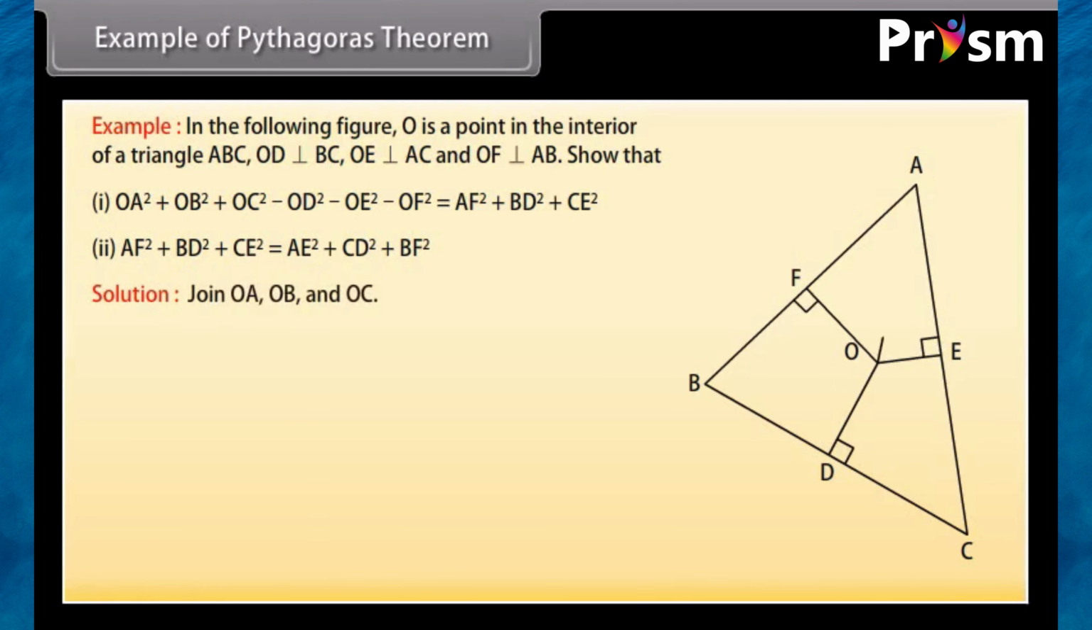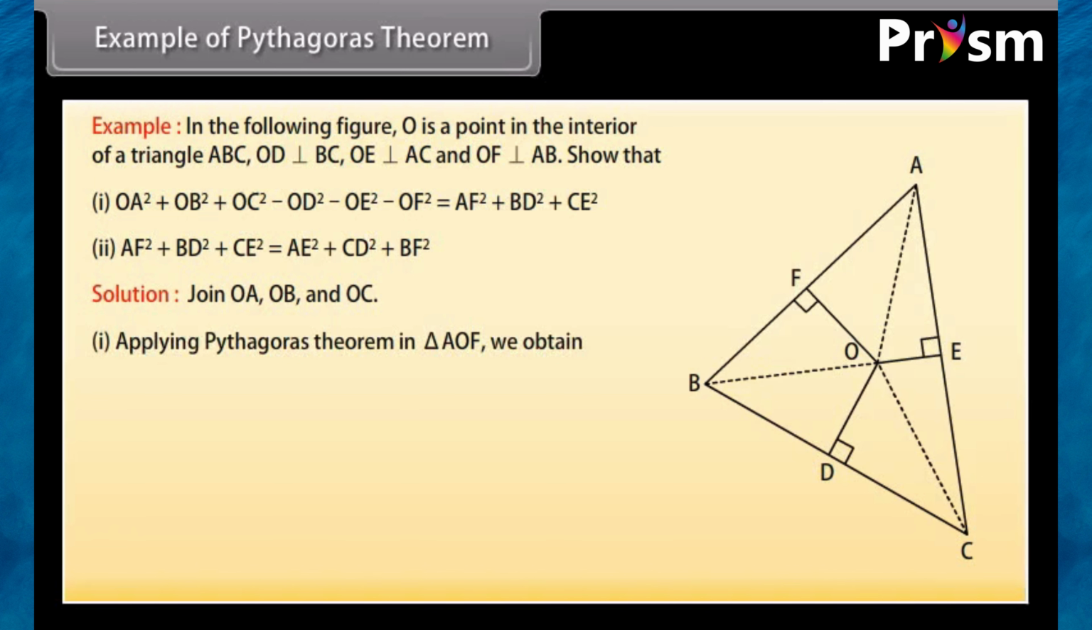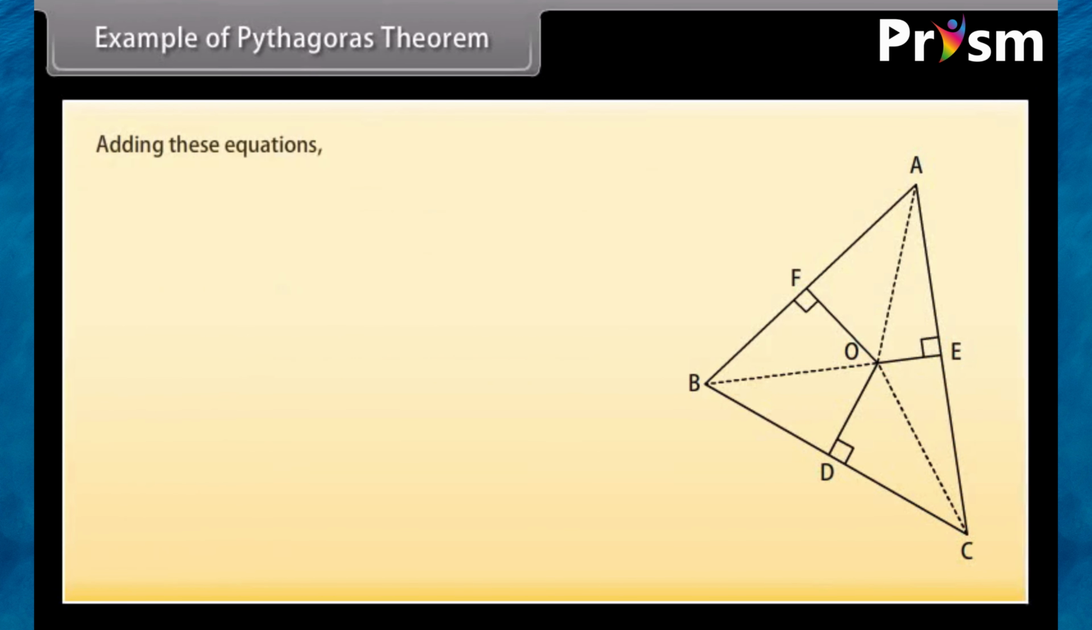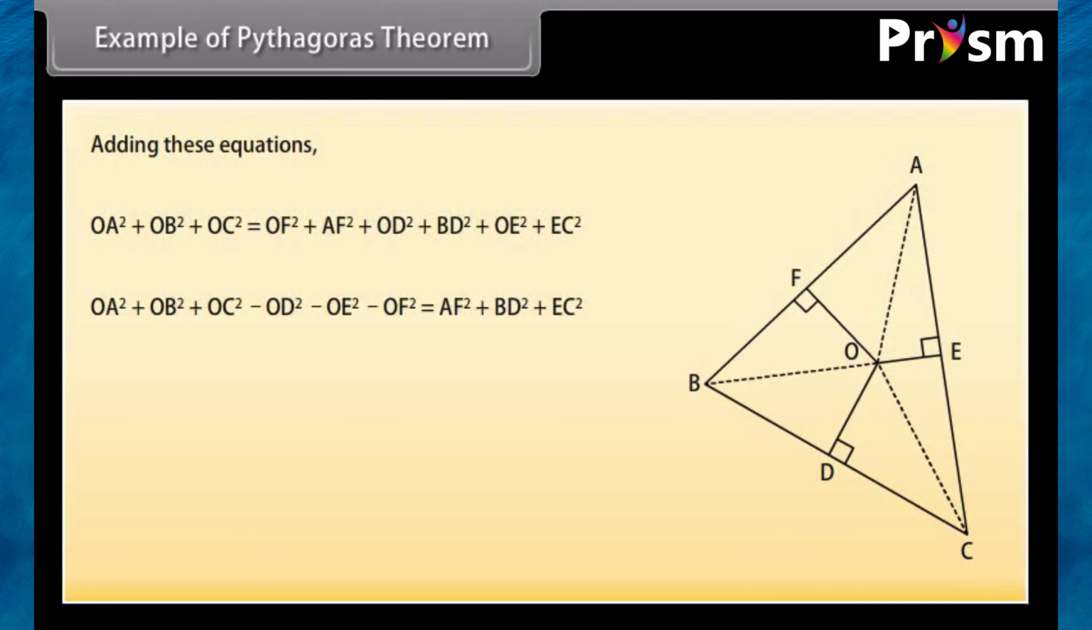Solution. Join OA, OB and OC. 1. Applying Pythagoras theorem in triangle AOF, we obtain OA square equals OF square plus AF square. Similarly, in triangle BOD, OB square equals OD square plus BD square. Similarly, in triangle COE, OC square equals OE square plus EC square. Now, by adding these equations, we get the result. 2.